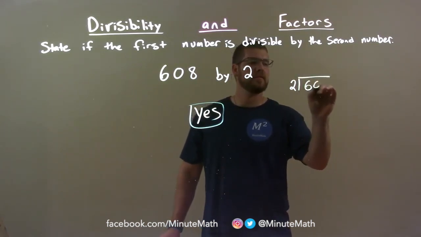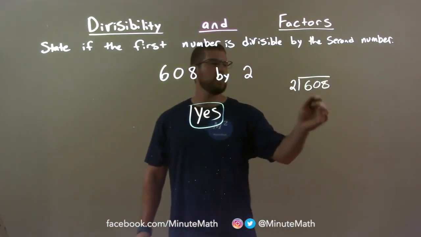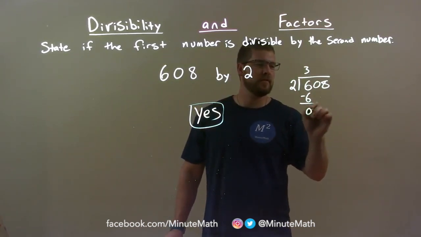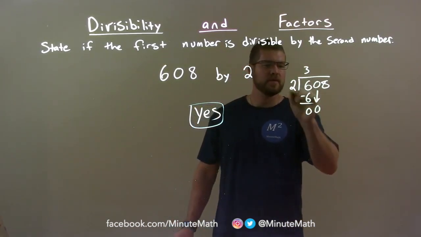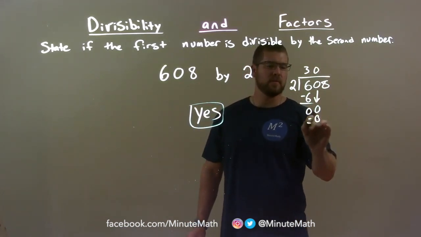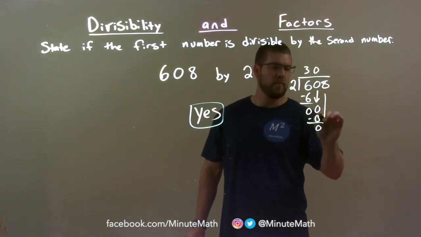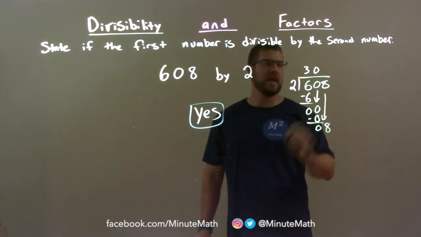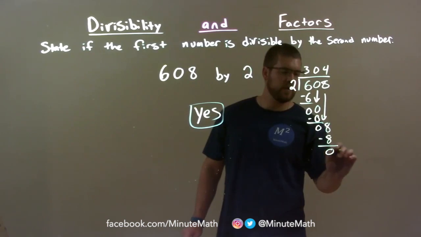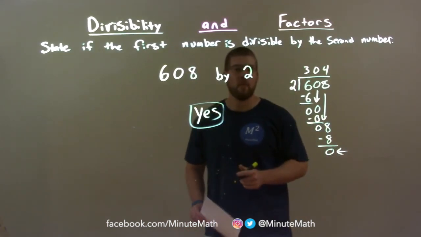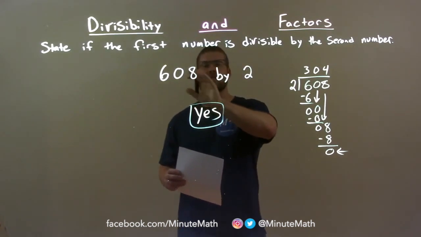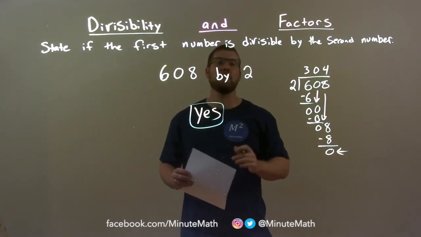2 into 608. 2 goes into 6 3 times. 3 times 2 is 6. Subtract, got a 0. Bring down a 0. Can 2 go into 0? No. 0 times 2, 0. Subtract them, 0, right? Bring down the 8. 2 goes into 8 4 times. 4 times 2 is 8. Subtract, 0. Confirms we have a remainder that is 0. That says 608 is divisible by 2.